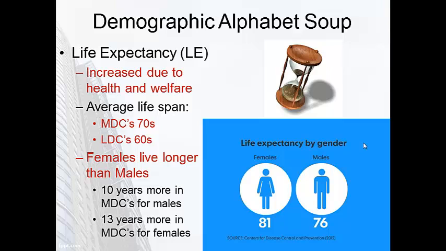In MDCs, males live 10 years longer than in LDCs, and females live 13 years more in MDCs than in LDCs. If you take a look at this chart here to the right, this was as of 2012 by the CDC, where it focused on the life expectancy by gender within the United States. You can see females live to about 81 and males 76.